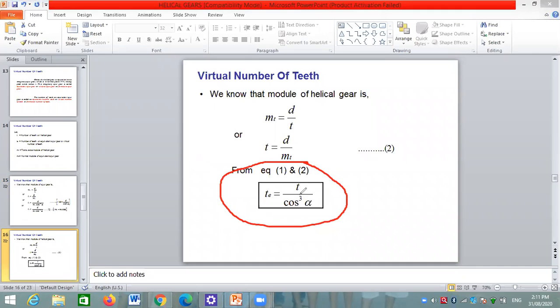T equivalent, TE, is the formative or virtual number of teeth, and small t is the actual number of teeth on a helical gear. This small t is the actual number of teeth on a helical gear, and this T equivalent is the number of teeth on the equivalent spur gear. This is the important formula regarding the virtual number of teeth in a helical gear.